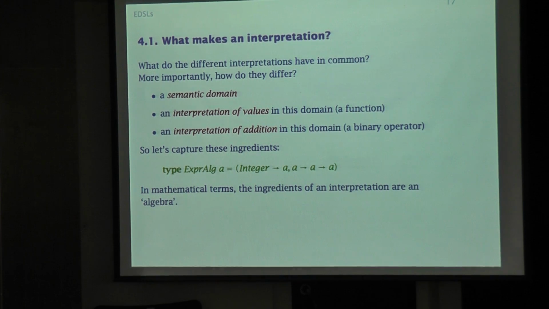So there are three differences. There's a difference between them in semantic domain: eval and print have a different semantic domain. There's a difference between them in interpretation of values: eval and print interpret the values differently. And there's a difference in the interpretation of addition, the binary operator: eval and print have a different binary operator.